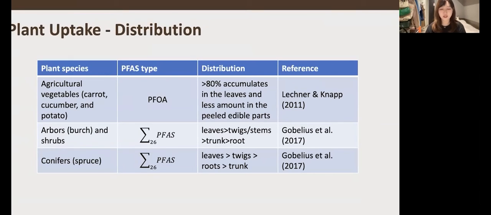We'll now move on to the PFAS distribution within the plants. According to previous studies, PFOA is one of the most well-studied PFAS because it has been manufactured the longest. The results show that for agricultural vegetables, more than 80% of the PFOA contaminants accumulate in the leaves. For arbors and shrubs, the total concentration of 26 different PFAS contaminants accumulates more in leaves and twigs than in trunks and roots. A similar phenomenon also applies to conifers.